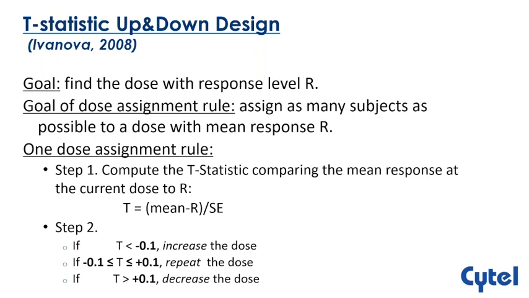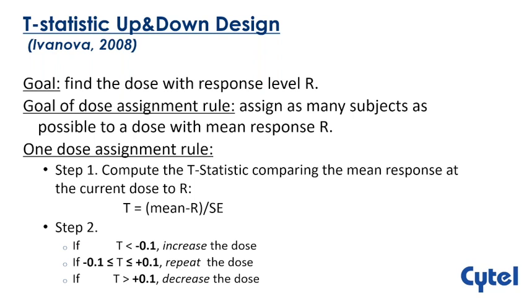The adaptive design is a T-statistic up and down design. The goal is to find a dose with target level of response, call it R, and the goal of the trial is to assign as many subjects as possible to the dose with that target level of response. The dose assignment rule is based on the classical T-statistic, that's the observed mean minus the target divided by the estimated standard error.